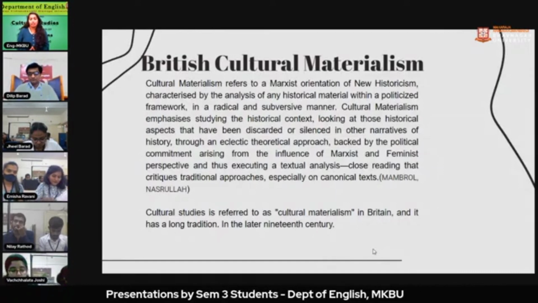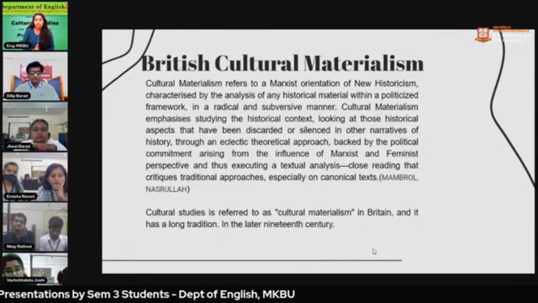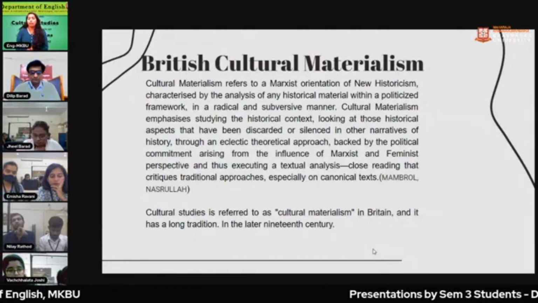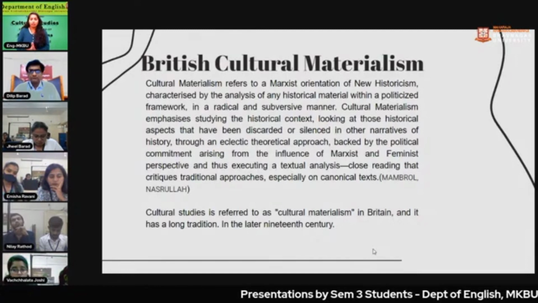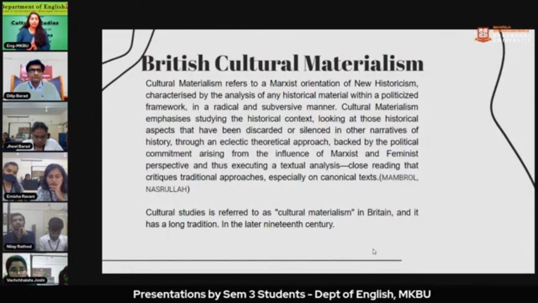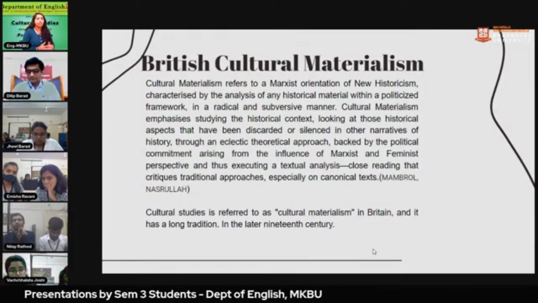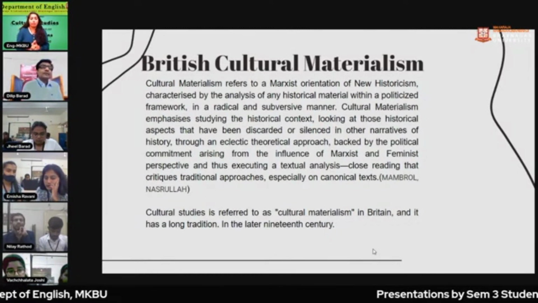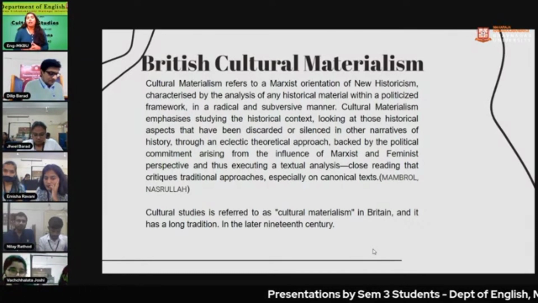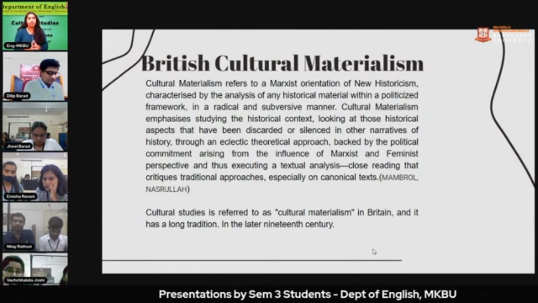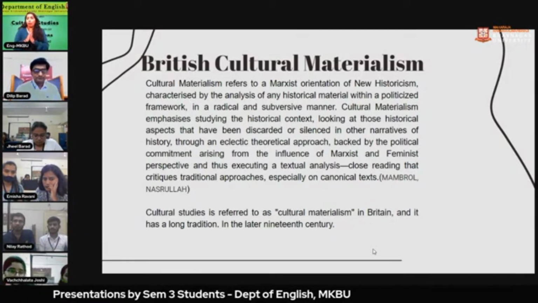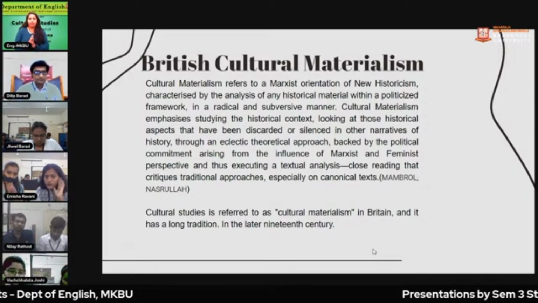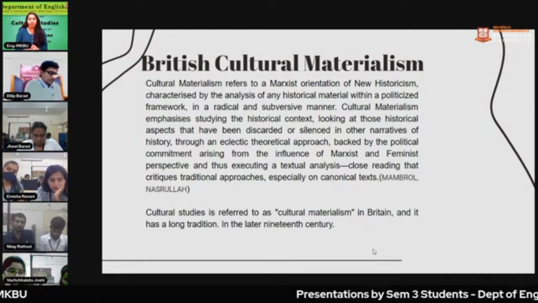executed a textual analysis from readings that critique traditional approaches, especially on canonical texts. Cultural materialism was orientated by Marxist theory, and some texts which say about history, political events, or are silent on the text. They are studying British cultural materialism.